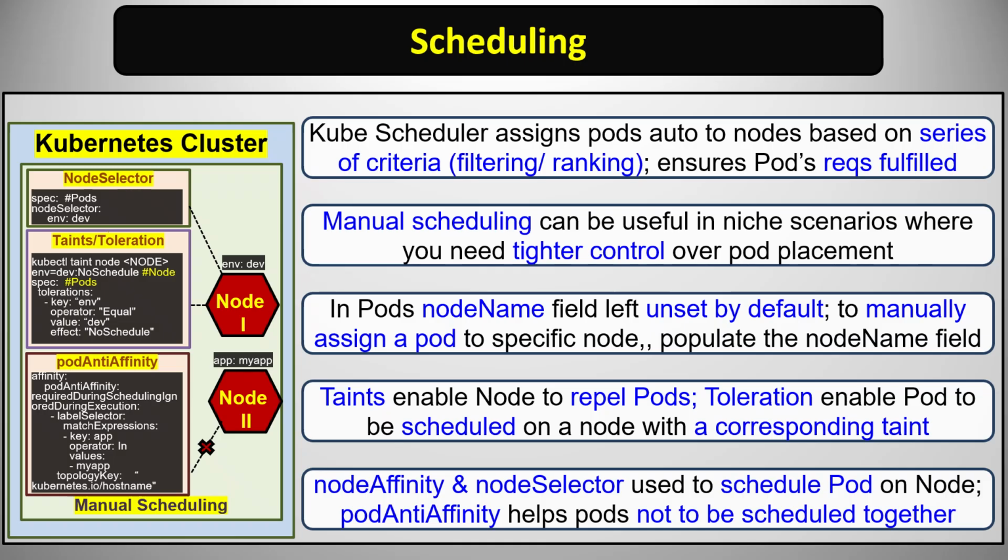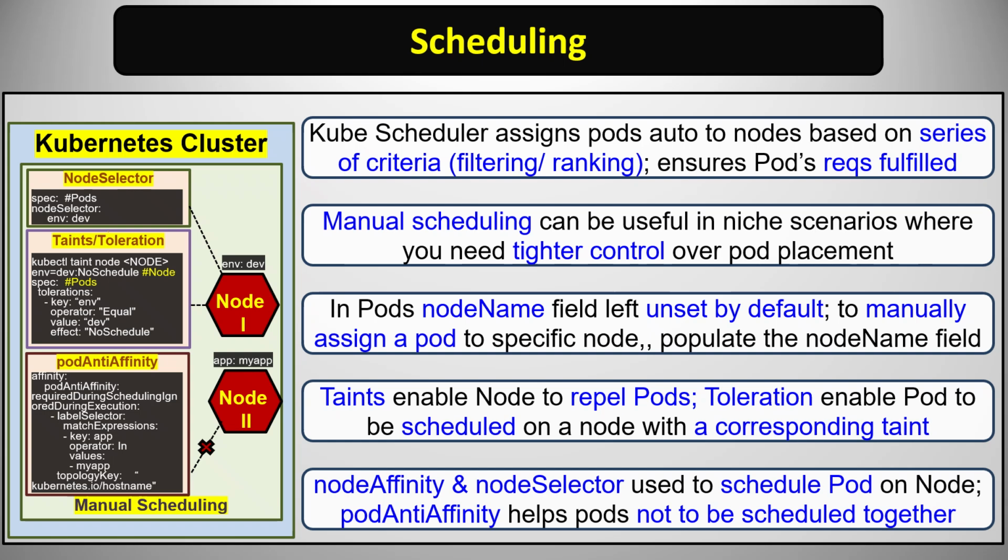One option is the nodeName. If you set the field in your pod specification, the pod is directly assigned to the node, bypassing the scheduler. This is very rigid and usually only used for debugging or special static pods, because if that node is not available, the pod will stay pending forever.